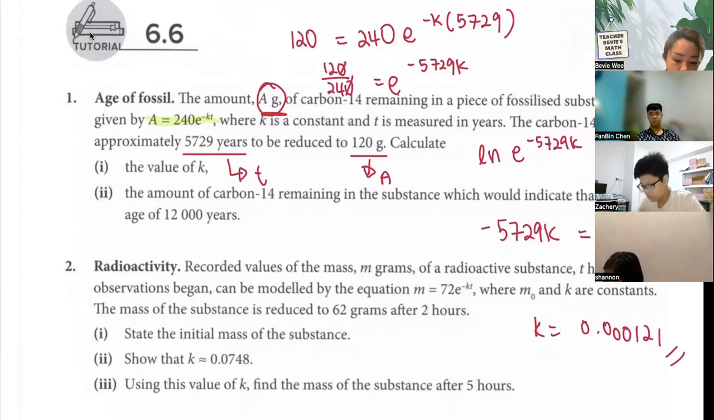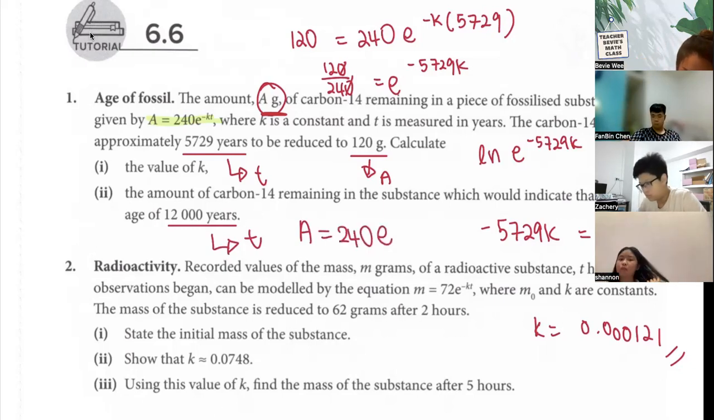All right. So now they want the amount of carbon remaining in the substance, which would indicate that it has an age of 12,000 years. That K is still the same K. So this 12,000 is your value of T, in years. Now we are looking for the amount of carbon, which is A. So very simple, A equals 240 e to the power of negative 0.000121 T.